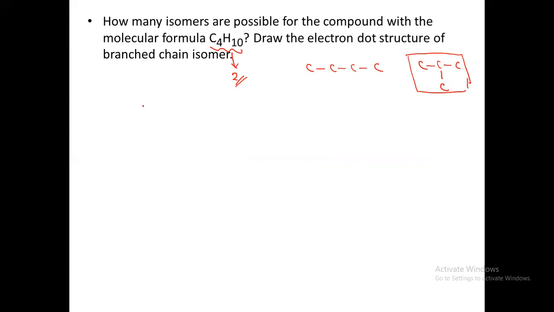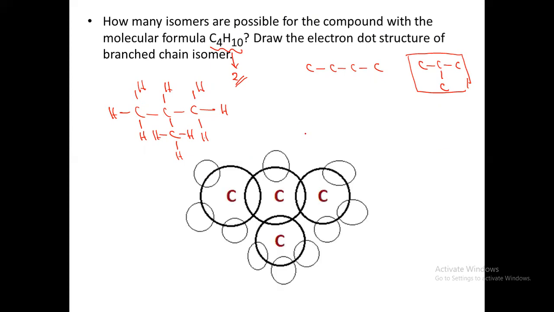Before drawing the electron dot structure, make sure that you have drawn the complete structural formula with all the hydrogens. It will be very easy to convert into the electron dot structure. So this is CH3, where 3 valences are used. Here only one valence is used, so 3 hydrogens, and the branched one also has 3 hydrogens. If you have this, you can simply draw the electron dot structure. We already discussed how to draw it, so I'll just show this example.